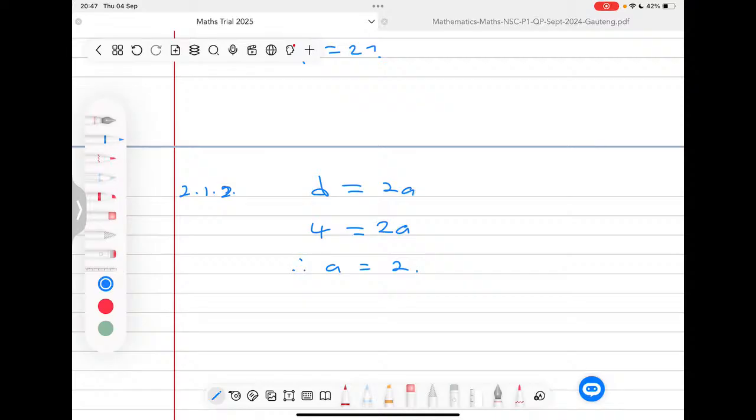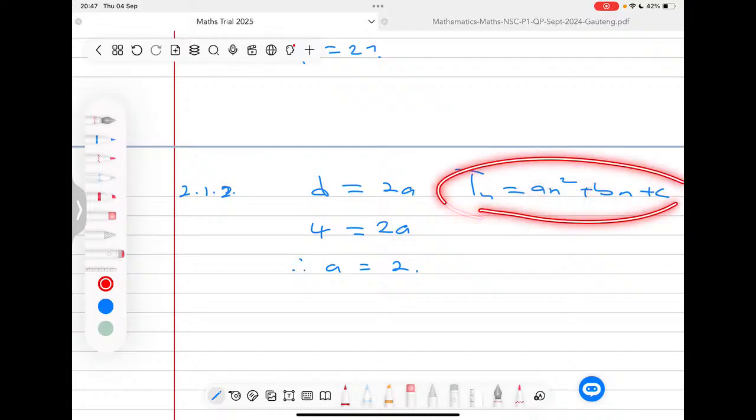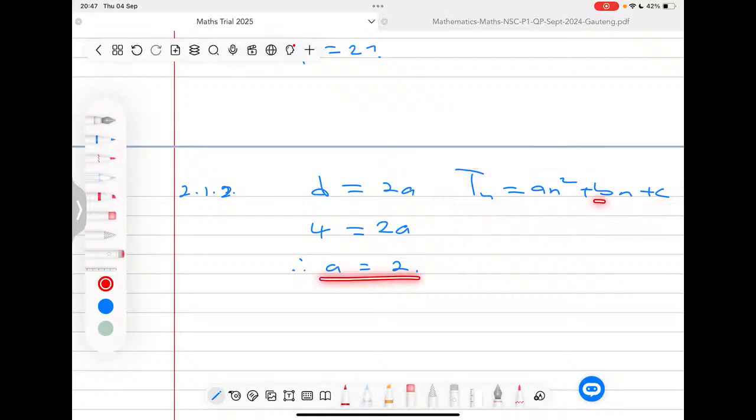The second thing that you need to do here is to find the value of b. Remember, I'm reconstructing the general formula of a quadratic sequence that says Tn, any term in the sequence, is given by an squared plus bn plus c. So I'm just looking for these numbers. Then I would have found my general formula. So I found a, now we're going to b.